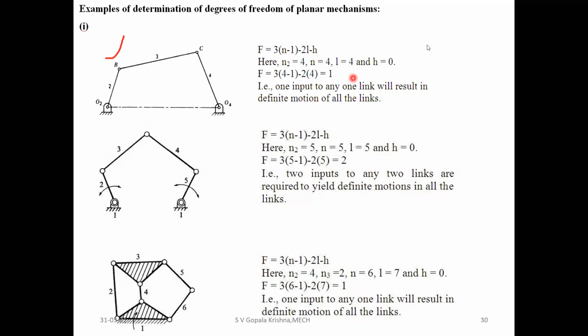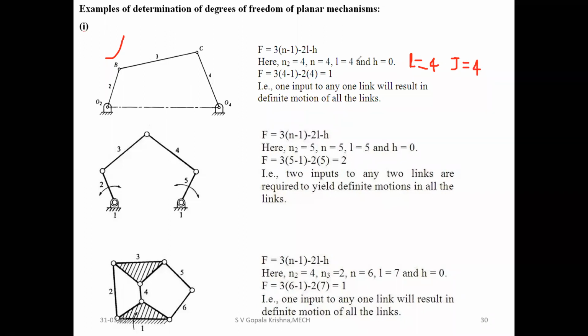If you are confused, simply take the symbol representations from the earlier one. Number of links, L equals how many links are there? 4. And joints, how many joints are there? 4.